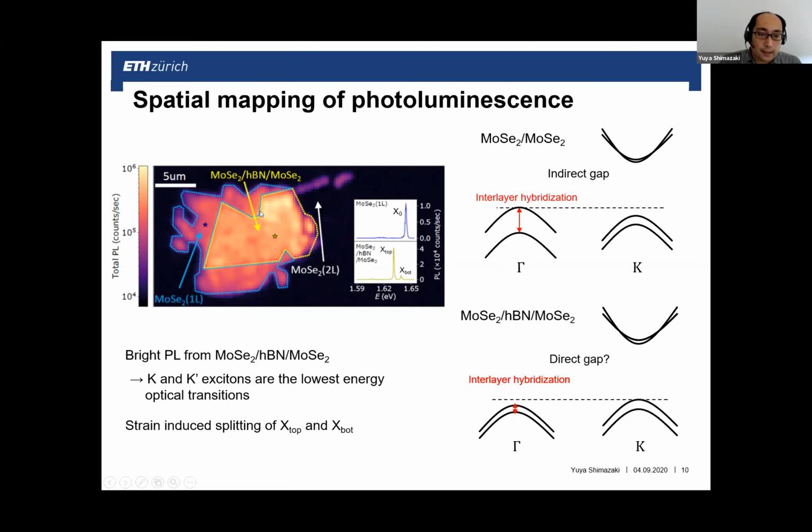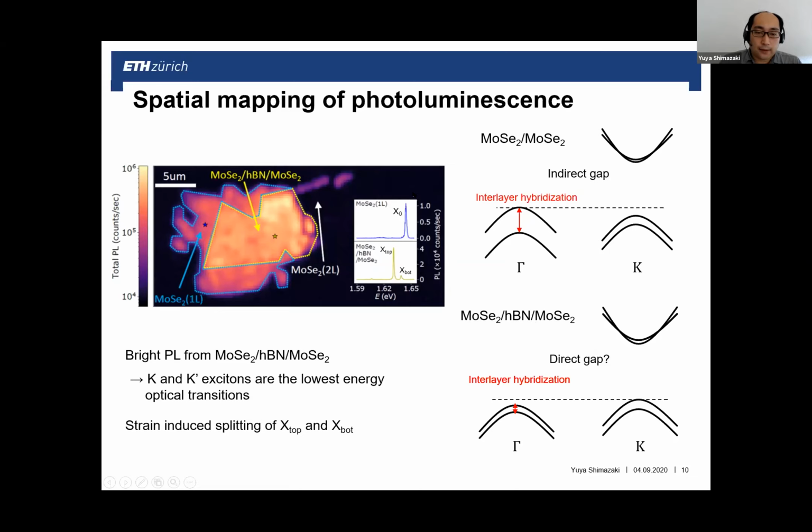However, in the area enclosed by the yellow dotted line, which is the molybdenum diselenide bilayer separated by a monolayer BN barrier, we see quite bright photoluminescence. And we think that this interlayer hybridization at the gamma point gets reduced by inserting a monolayer boron nitride barrier. And possibly this is becoming a direct gap system. At least we can say that the excitonic transition at the K point is now the lowest energy optical transition in this charge neutral regime.